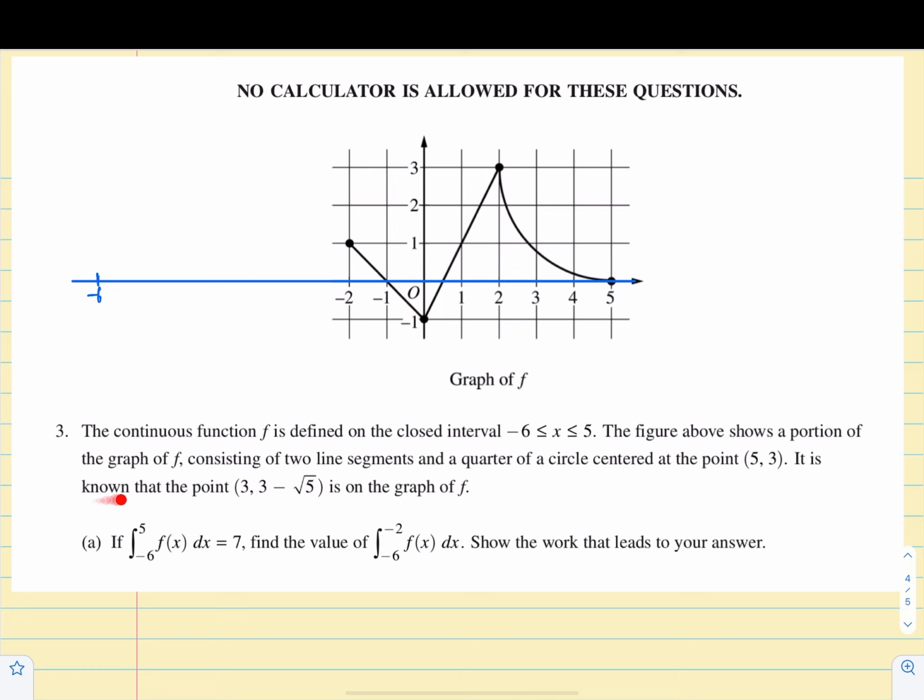And it is known that the point (3, 3 - √5) is on the graph of f. So there must be a point in here. This one is (3, 3 - √5).